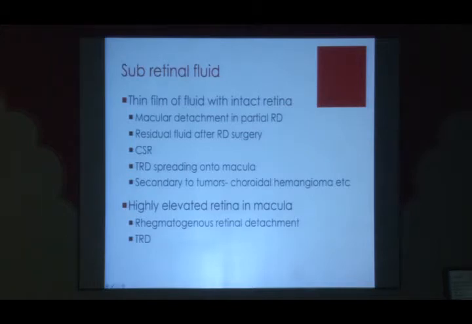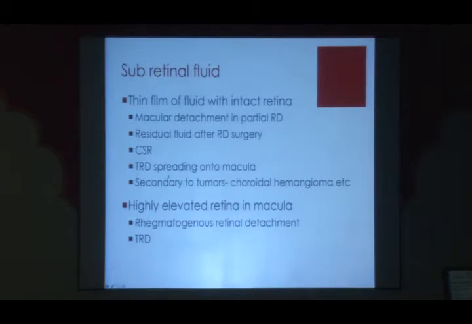And in very chronic RDs, like in a lattice degeneration with an RD involving the macula, that fluid may take a very long time to resolve, and even up to 6 months, you may find a small thin film of fluid on OCT. Central serous retinopathy is another typical example of a thin film of fluid with intact retina.